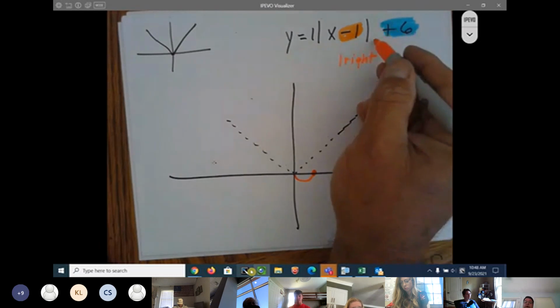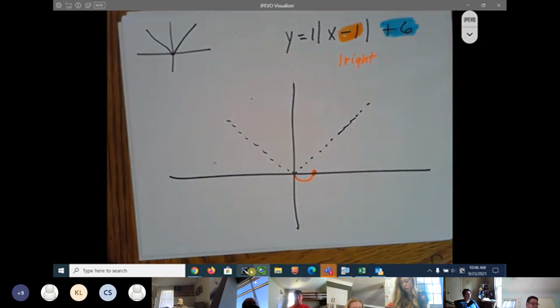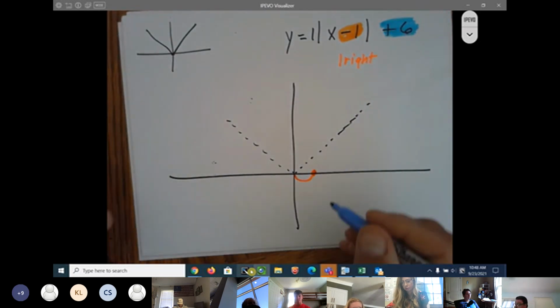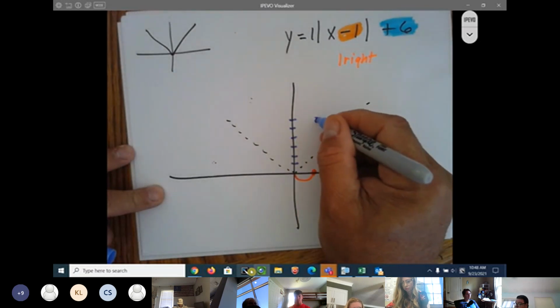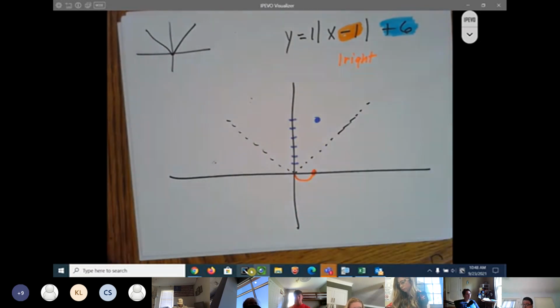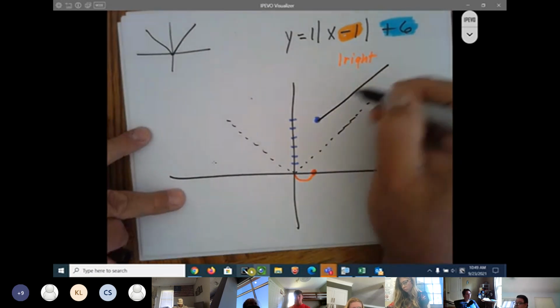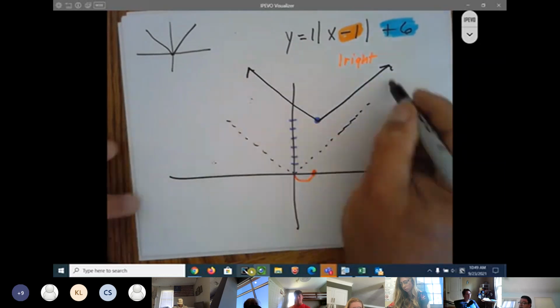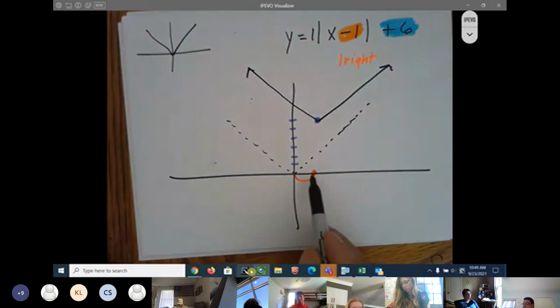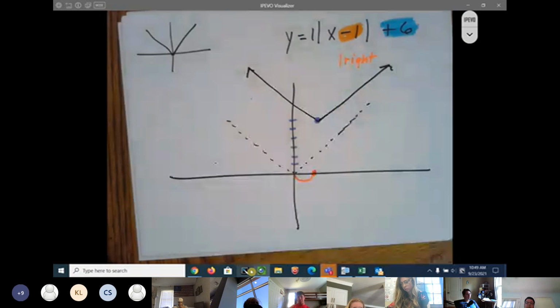And 6 what? Up. And that is our new vertex. And that is a vertical and horizontal shift. Hopefully y'all are putting it together.